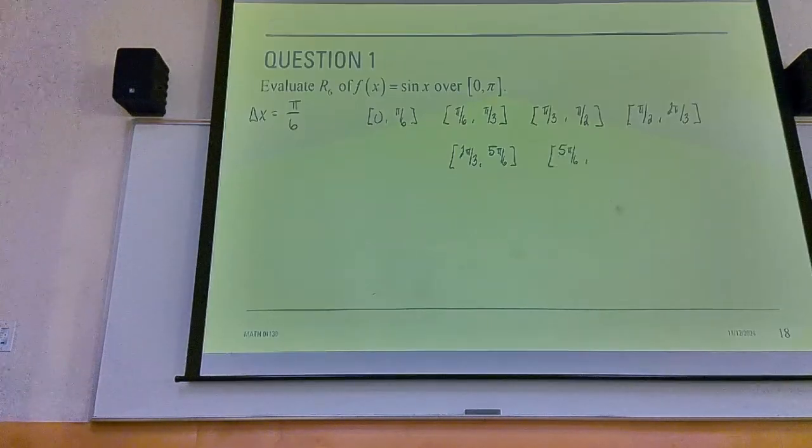Are we finding the area or assigned area? No, just R6. Just R6, which is an approximation for area. All right. And in this case, it doesn't matter because sine of x is positive over 0 to pi. Right. 6 subintervals as desired.